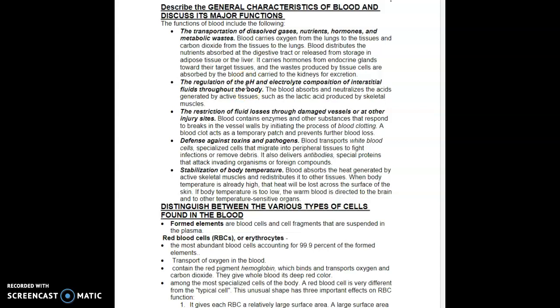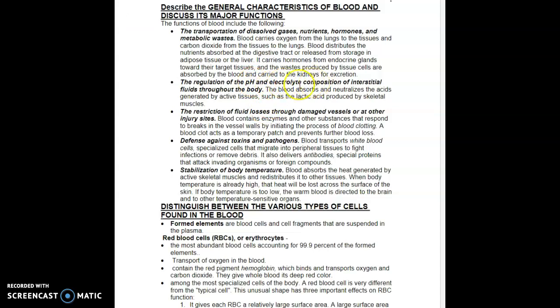So our blood does maintain a slightly alkaline pH, about 7.35 to 7.45 for arterial blood gases. So we normally say it's about 7.4.